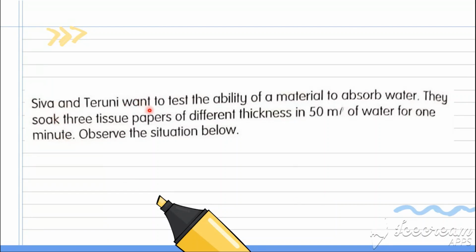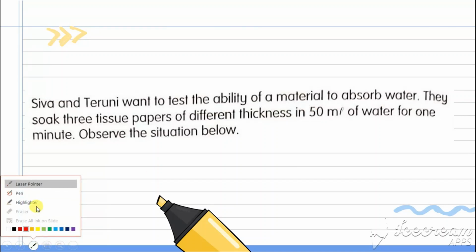Okay, so let's look at this one. Shiva and Taruni want to test the ability of material to absorb water. They want to carry out the experiment to test the ability of material to absorb water. So they soak 3 tissue papers of different thickness in 50 ml of water for 1 minute. So observe the situation below.